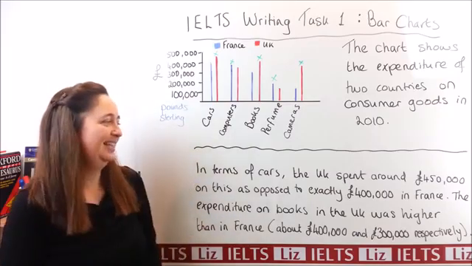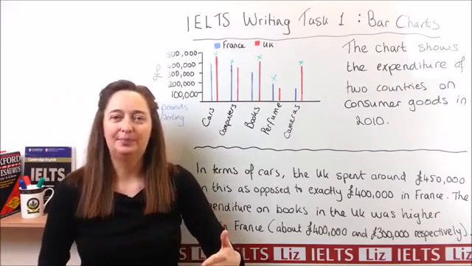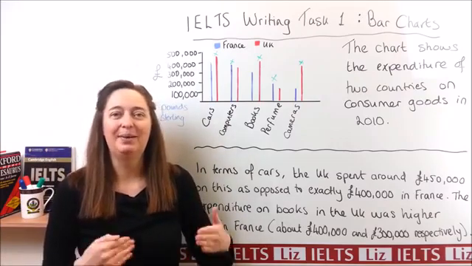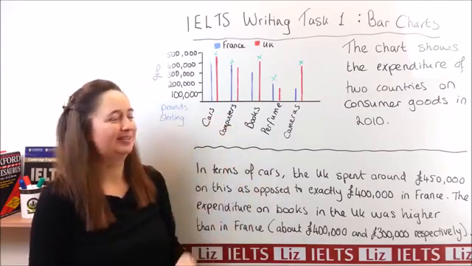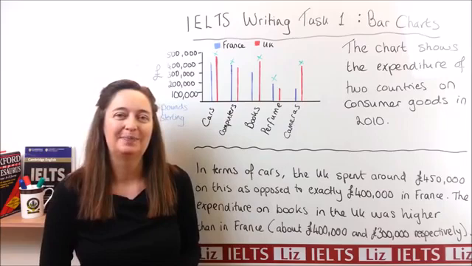So that is the body paragraphs. If you would like to see the full model, so a band score 9 piece of writing for this chart, then I will give you a link at the end of this video so you can have a look.